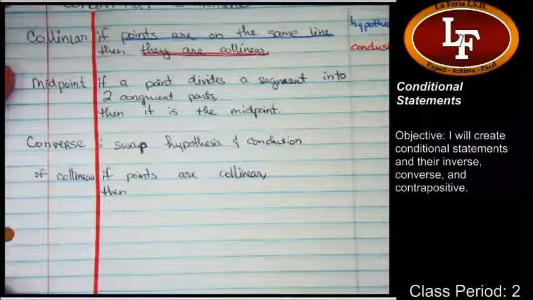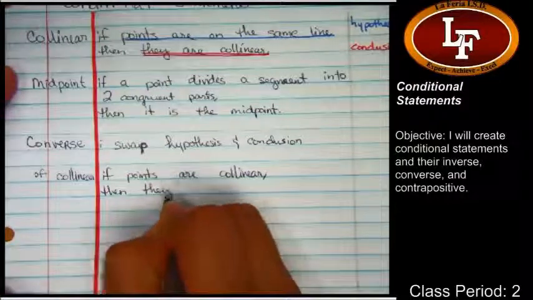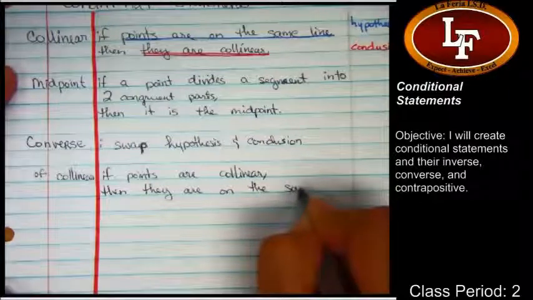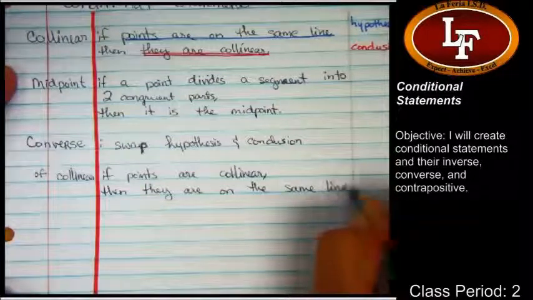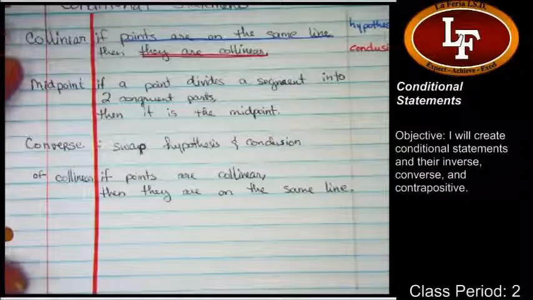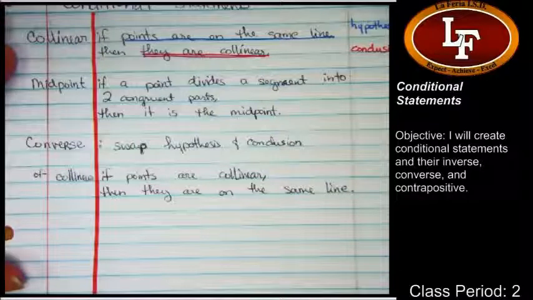Looking at collinear. Then they are on the same line. There we go. So if points are collinear, then they are on the same line.